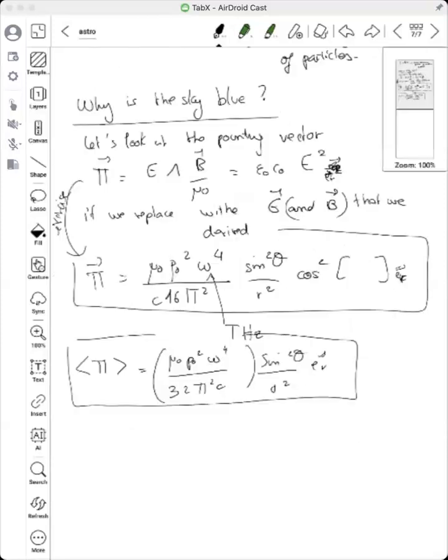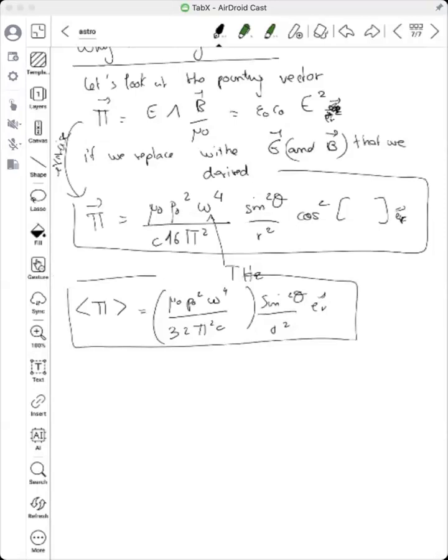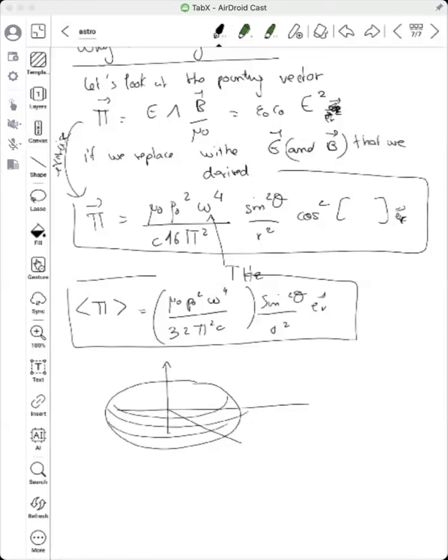So first, if we look at the shape of these things, we have the same anisotropy as before. If we look at the shape of this thing, see if I manage to. So the Poynting vector structure, it's like a donut.